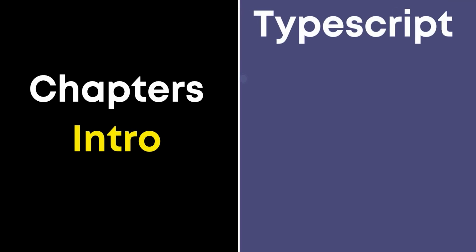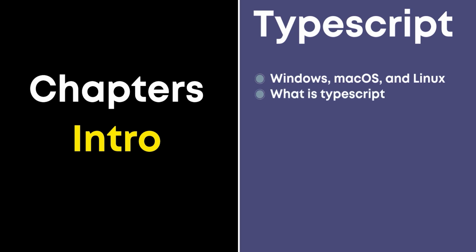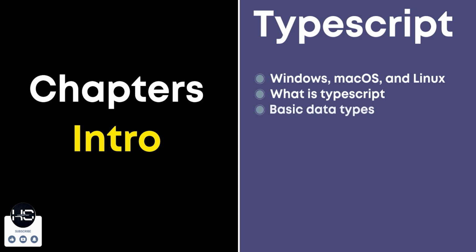First, we will walk you through installing TypeScript on Windows, macOS and Linux. Then we will explain what TypeScript is and why it is so useful. Once TypeScript is set up, we will show you how to configure VS Code for a smoother coding experience. After that, we dive into the key features of TypeScript, such as the basic data types like string, numbers, and booleans, as well as more advanced ones like arrays and tuples.